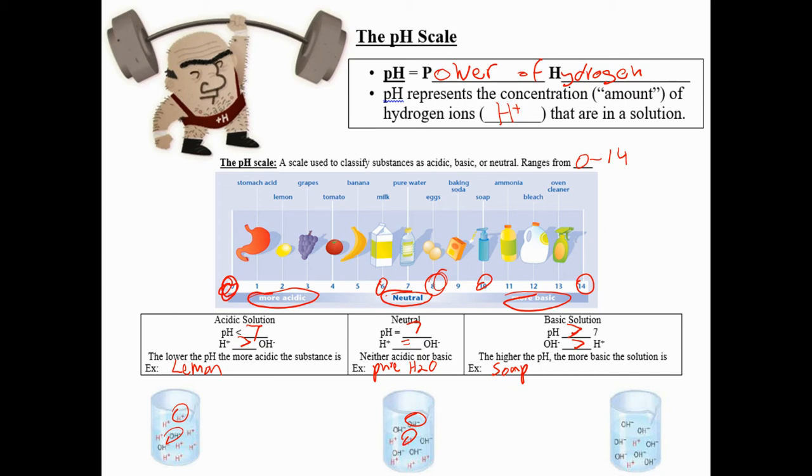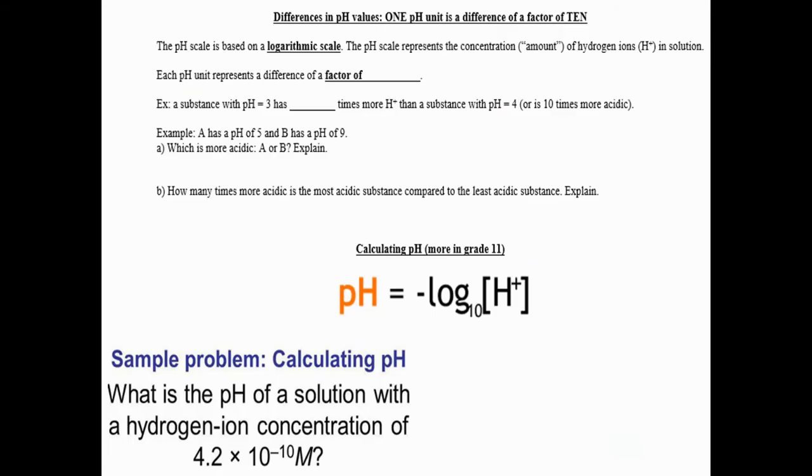Your blood is slightly basic. It's just a little bit above 7. So even being a little bit above 7 still makes you more basic compared to being acidic. So there is a way to calculate pH. We're going to review this later on, so don't worry about it too much right now.